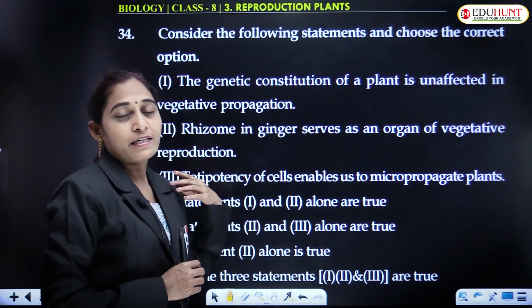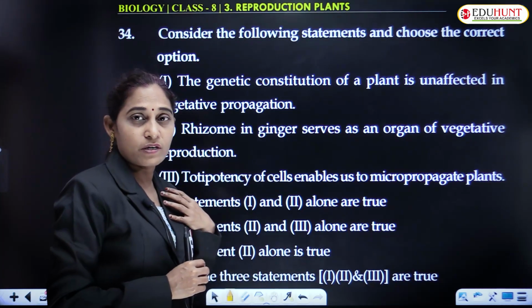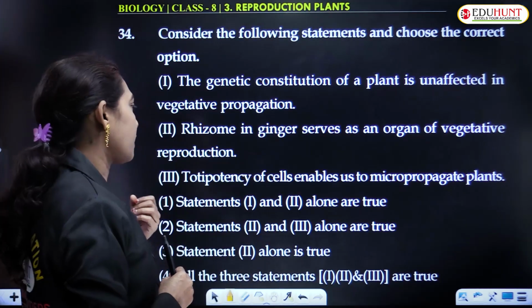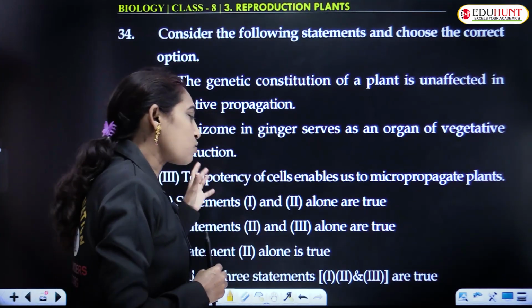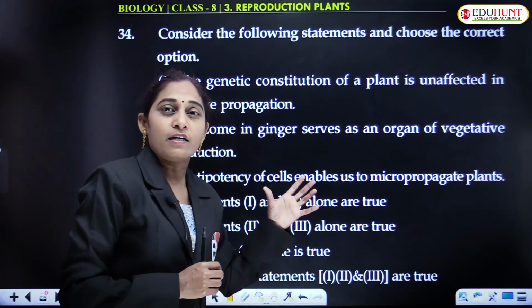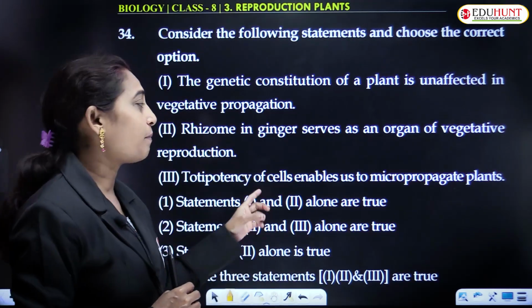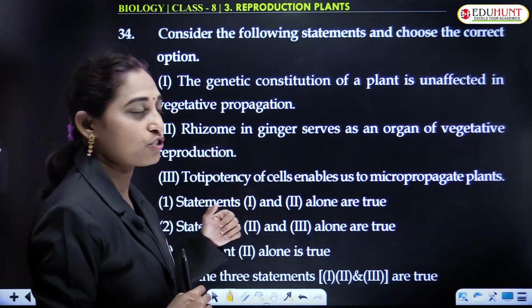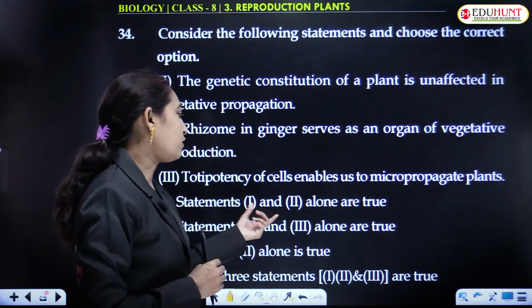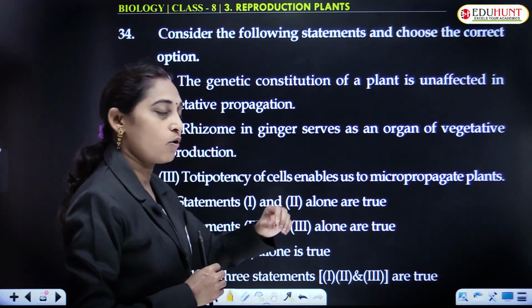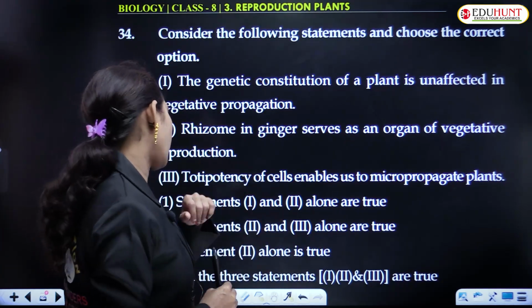It is the capability, inherent capacity of a cell to give rise to a whole plant. That is totipotency. Because of that principle, we are conducting experiments in the tissue culture laboratory. Micropropagation is nothing but tissue culture. Statement 1, 2 are alone true? No. Statement 1, 2 and 3 alone? No. So 2 alone is right.